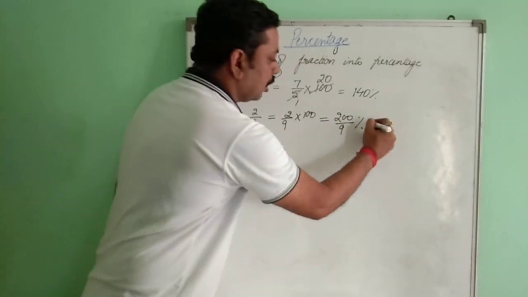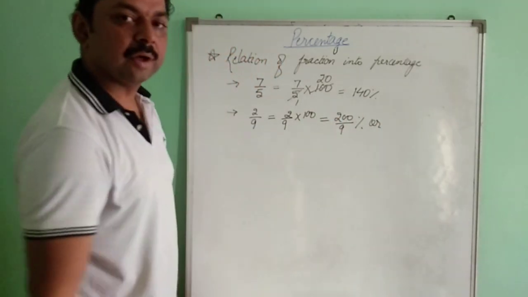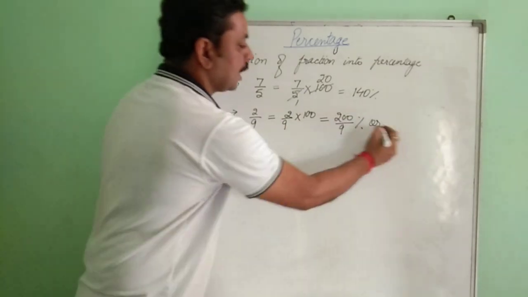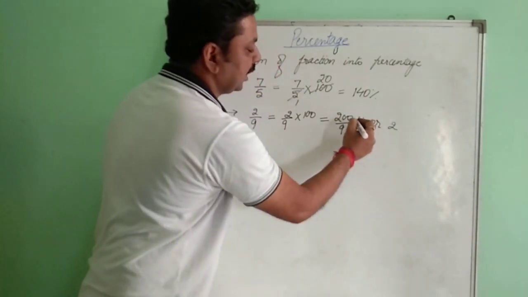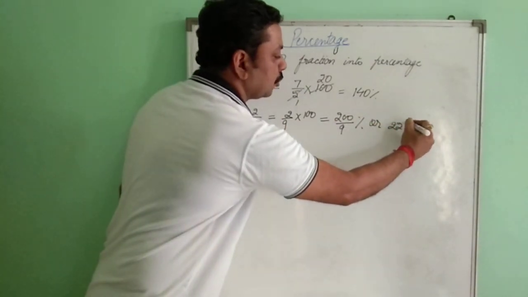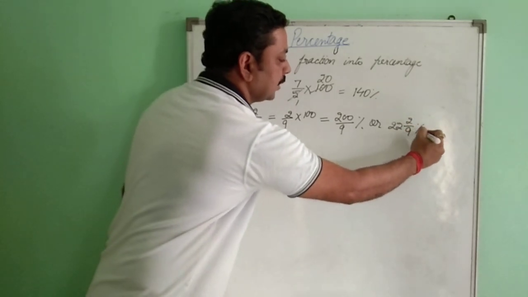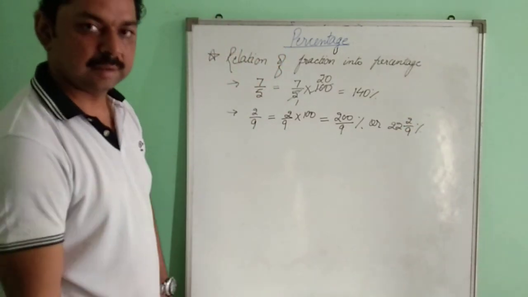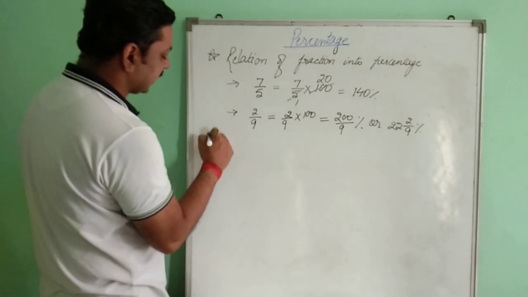Clear with this? Or you can convert it into a mixed fraction as well. 9 2s are 18, 20; 9 2s are 18, 22. So 22 and 2 by 9%. Clear with this?